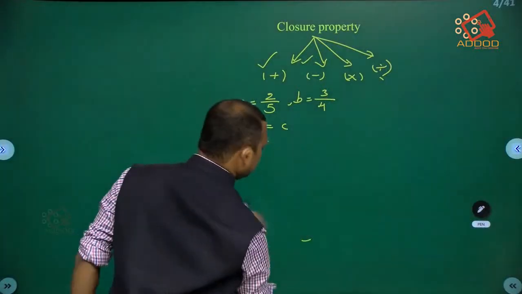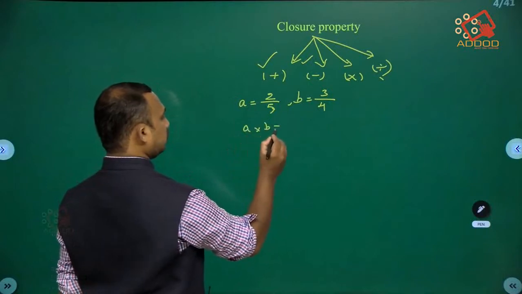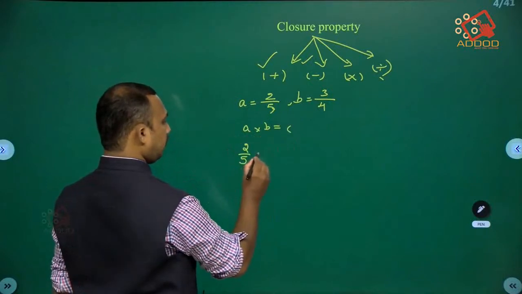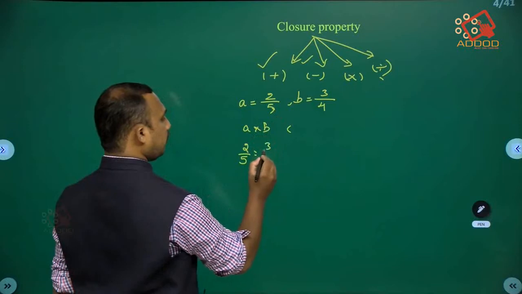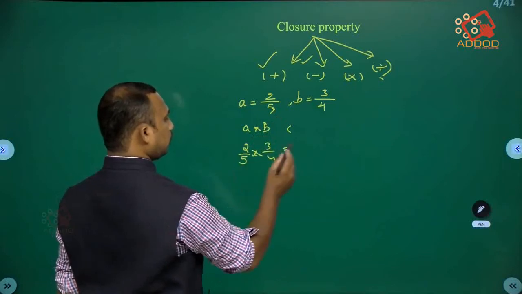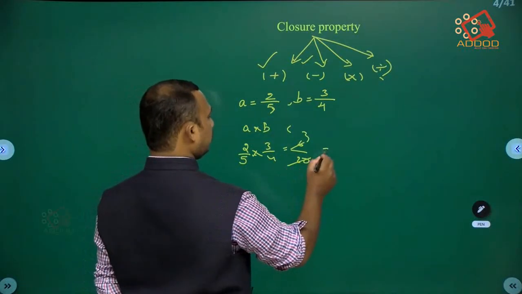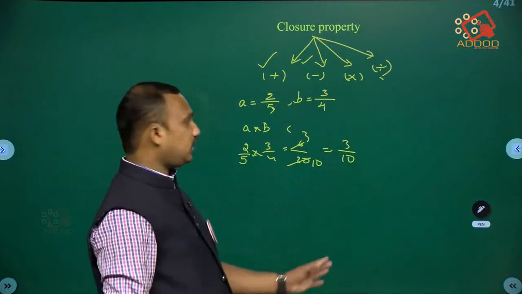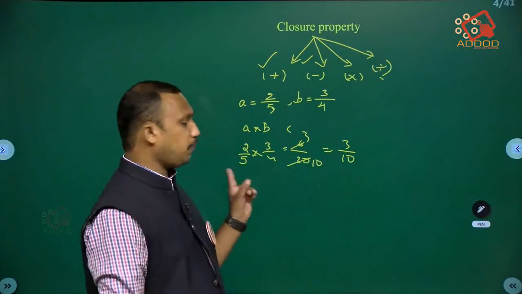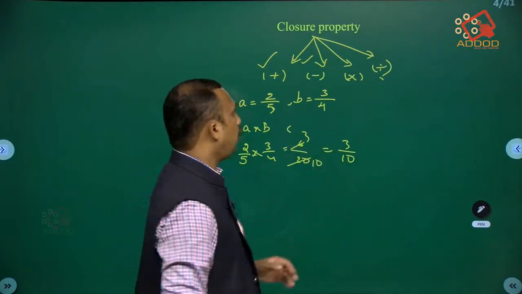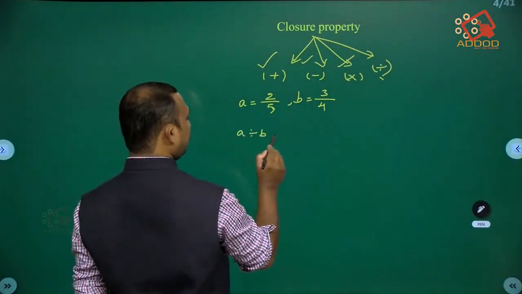Next, multiplication. a into b equal to c. So 2 by 5 into 3 by 4. 2 3s are 6, 5 4s are 20. 2 3s are 6, 2 10s are 20, so 3 by 10. 3 by 10 is a rational number. So 2 by 5 is a rational number. 3 by 4 is also a rational number. After multiplying those two numbers, I got a rational number only.